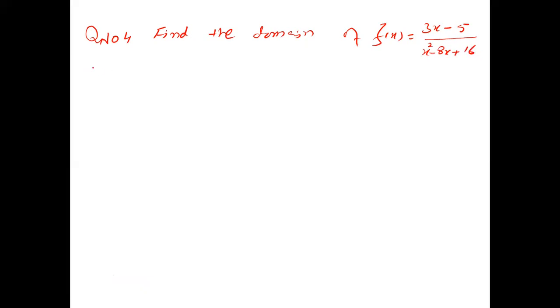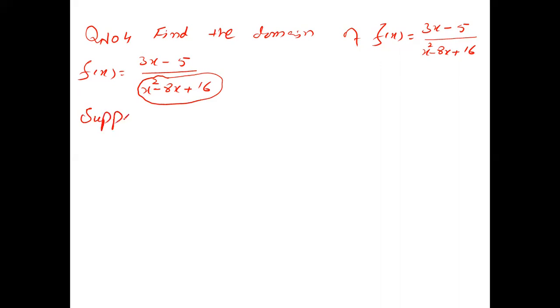So boys, take f(x) equal to (3x minus 5) divided by (x square minus 8x plus 16). For this denominator, always remember, you have to write or suppose it should not be equal to 0. So suppose x square minus 8x plus 16 is not equal to 0.